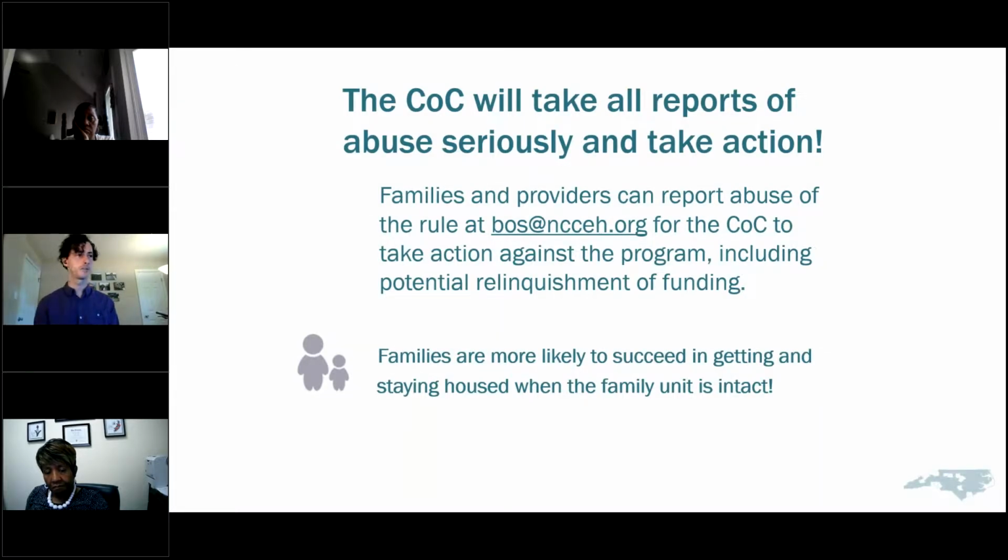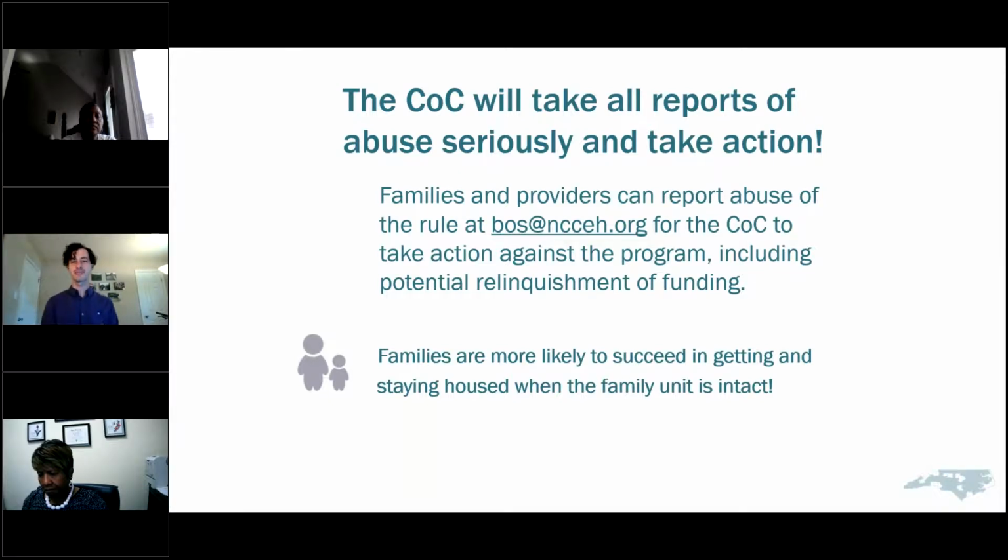I'm not doing a great job of seeing the chat, but yes, I did see that question. Thank you. Yes, if you serve only singles, of course, that is an eligibility requirement. You can deny services to families, but if you serve families, this policy applies.